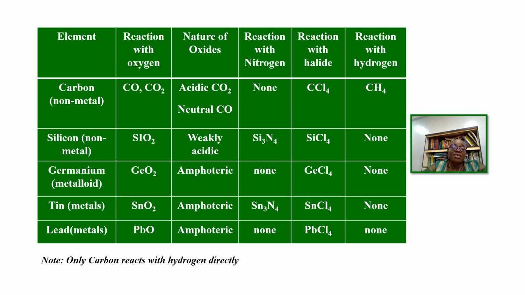Among the oxides, carbon dioxide is acidic, while carbon monoxide is neutral. Silicon dioxide is weakly acidic. Germanium dioxide is amphoteric. Tin dioxide is amphoteric, and lead oxide is amphoteric. In reaction with nitrogen, it is silicon and tin that react with nitrogen.